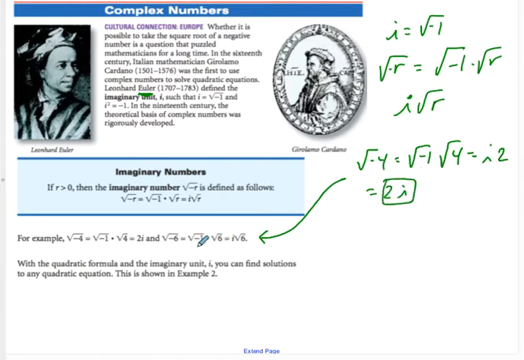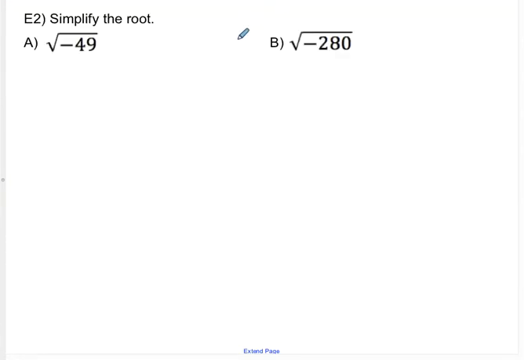Or if I gave you the example of the square root of negative 6, which they gave you here, the square root of negative 6 is the square root of negative 1 times the square root of 6. Well, you can't do anything about the square root of 6, but you can make that an i root 6, or root 6 times i. It's just important to be clear that the i is not inside the root. You've pulled that out of the root. All right, so let's go ahead and walk through an E2 and a P2 where we simplify roots.